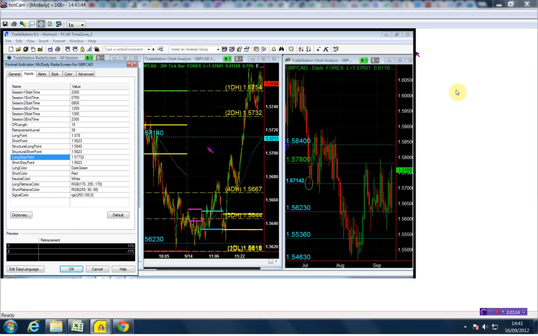On the short side, I have a structure point which is 157.14, so this is going to be our short point, our structural short point, and our stop.